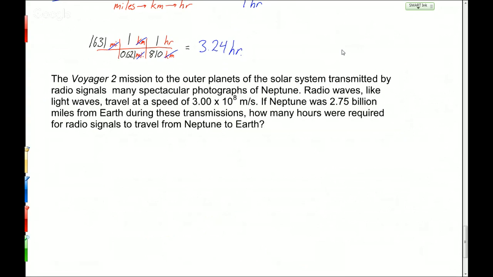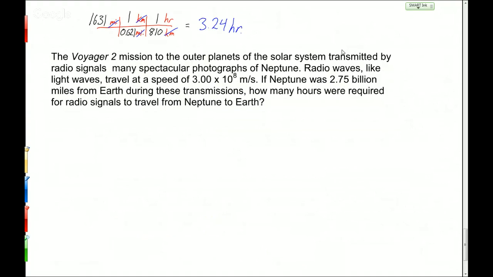So once again, we need to convert from miles to meters. And then we can use that factor to get us from seconds to hours. Does anybody know how many seconds are in an hour? How many seconds are in a minute? 60? So we can probably do that, right? We can take an extra step.